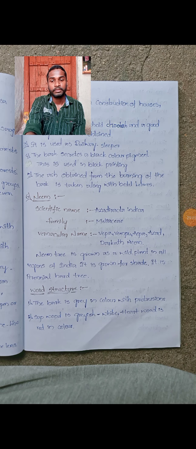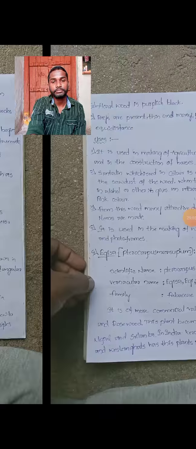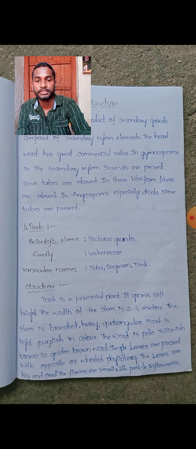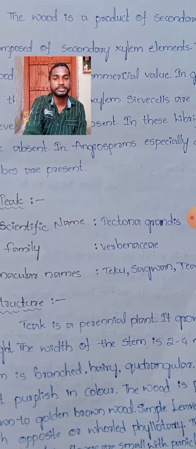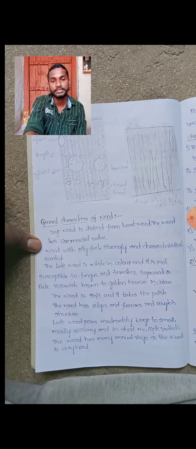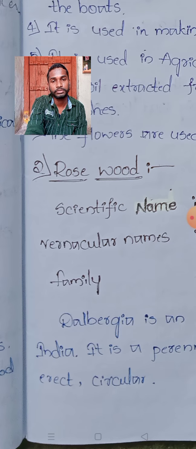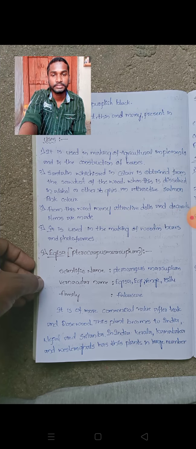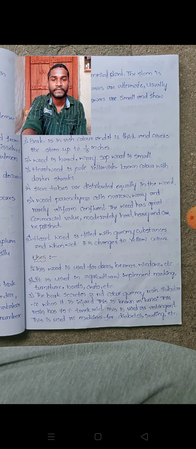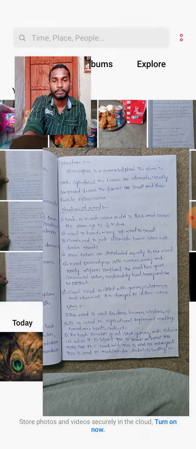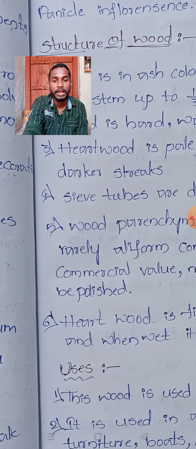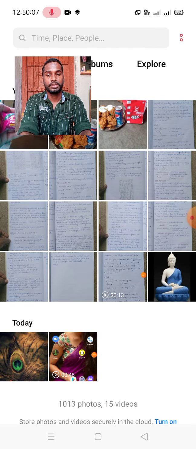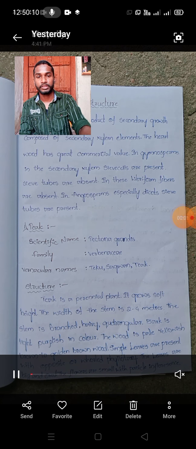This is the wood structure. First one is teak. Second one is rosewood. Third one is red sanders. Fourth one is Yegisa. Fifth one is Nalla maddi, and sixth one is the neem tree. This is the overall wood structure.